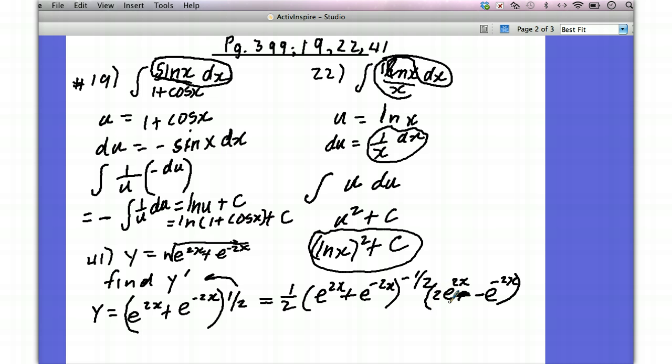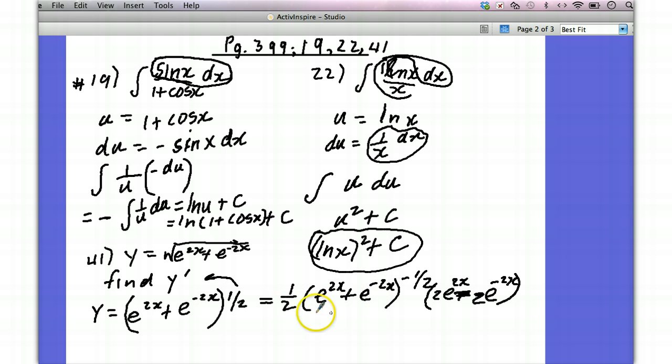Alright? So then, where is my 2? I forgot my 2. Minus 2 e to the negative 2x. We could make that a little bit nicer, but this is the basic deal that we're looking at right here.